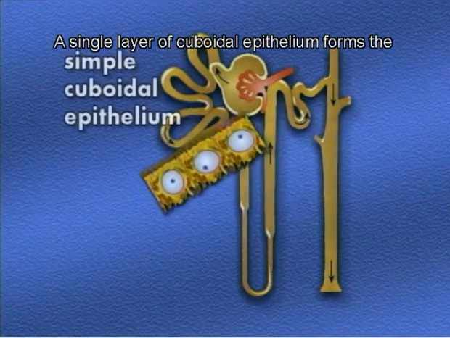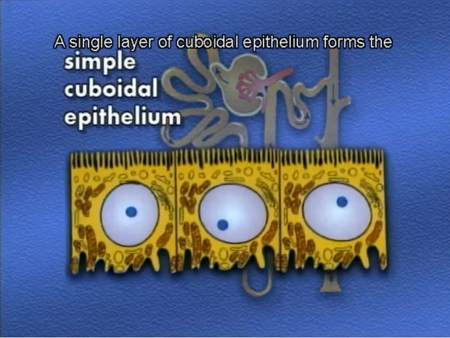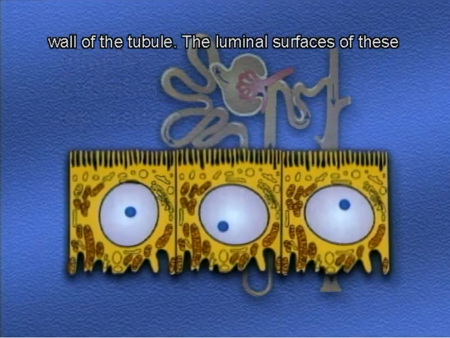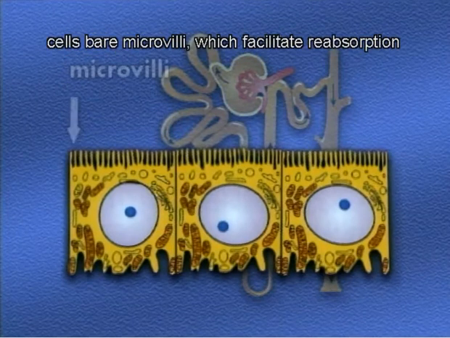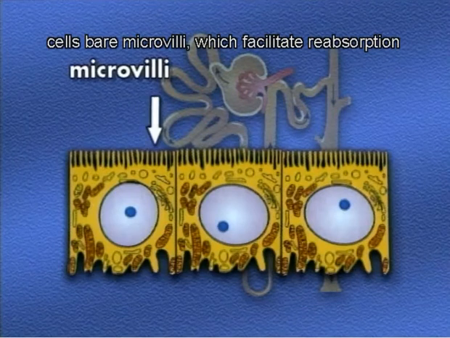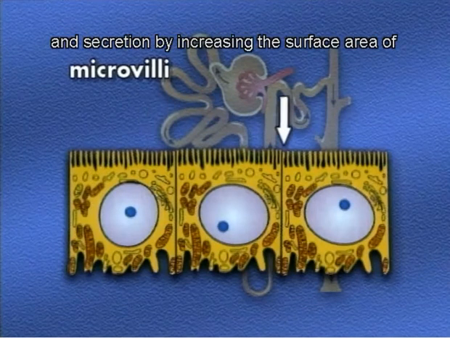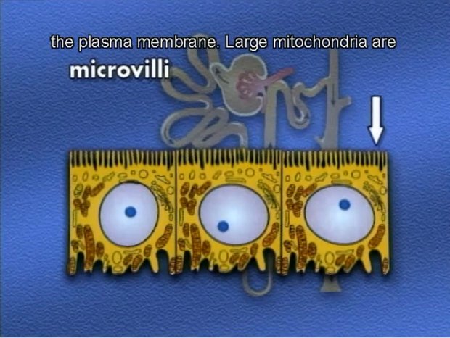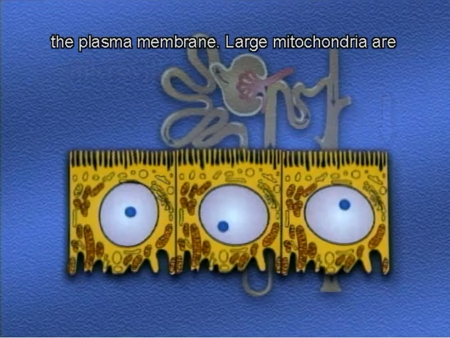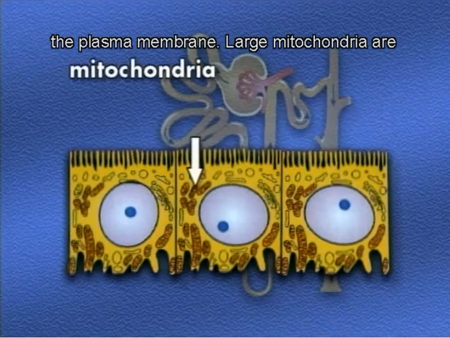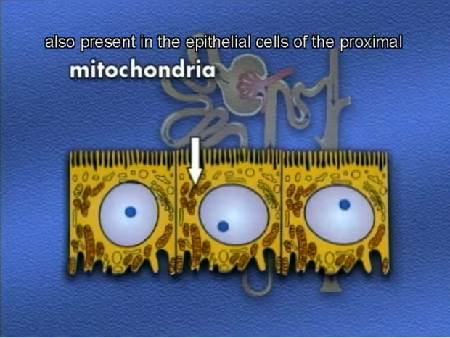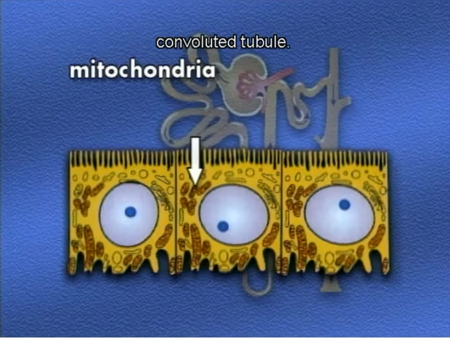A single layer of cuboidal epithelium forms the wall of the tubule. The luminal surfaces of these cells bear microvilli, which facilitate reabsorption and secretion by increasing the surface area of the plasma membrane. Large mitochondria are also present in the epithelial cells of the proximal convoluted tubule.